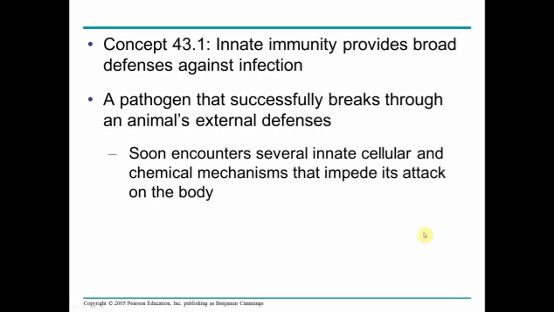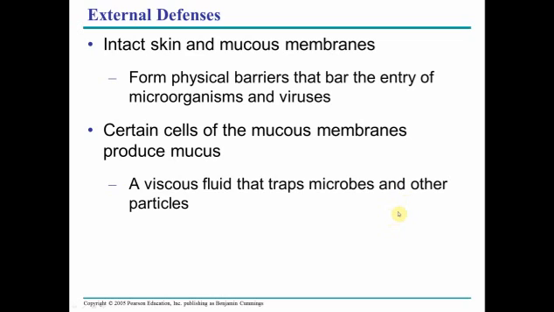So, innate immunity. When a pathogen enters, you have to be able to attack. So first of all, its ability to enter can be difficult, which is good because you have intact skin and also mucous membranes. And these mucous membranes have a very viscous fluid that can trap the microbes. So this is basically your saliva or the mucus that's produced in your stomach or vaginal secretions or things along that line.